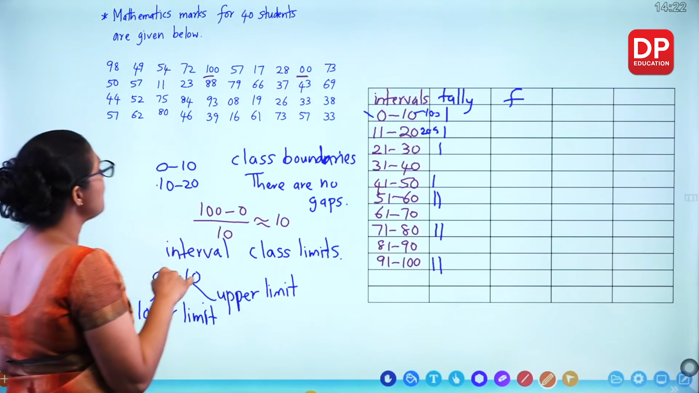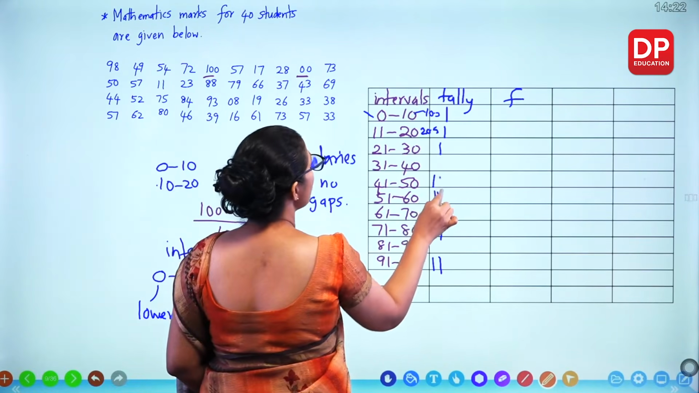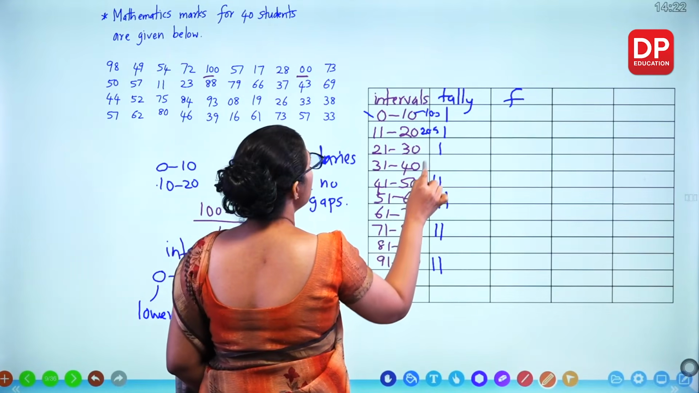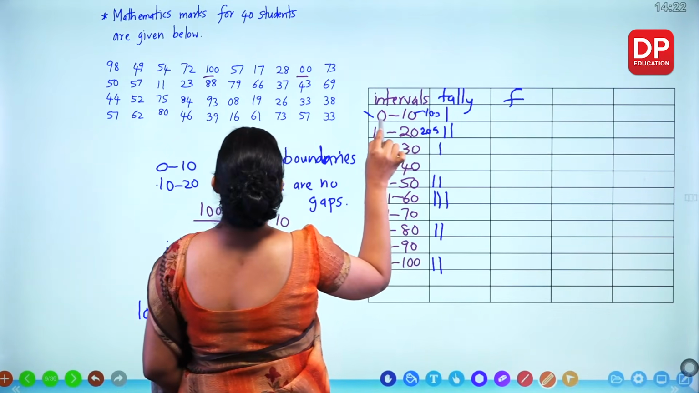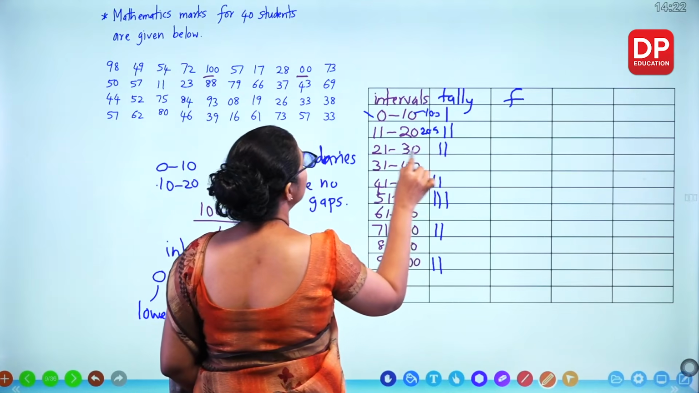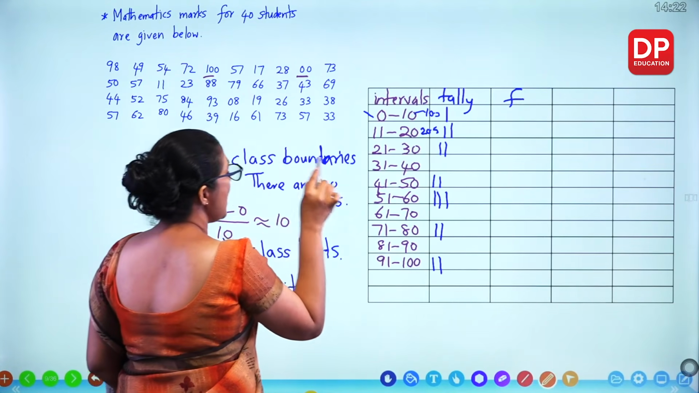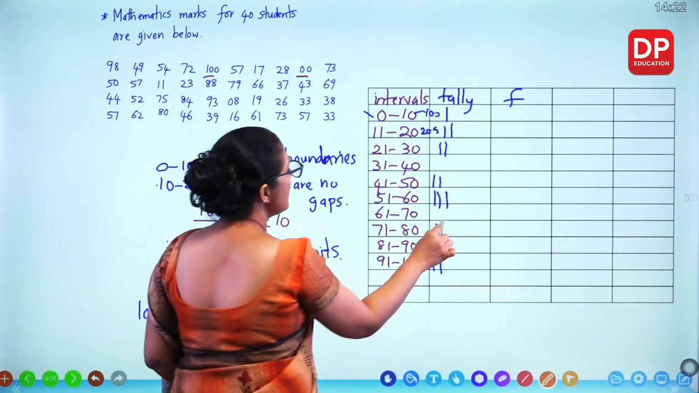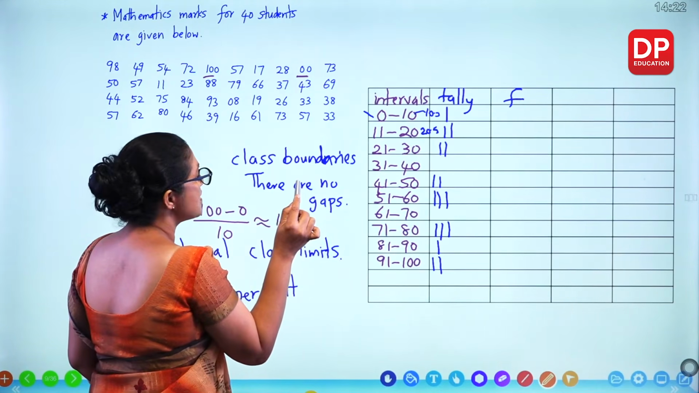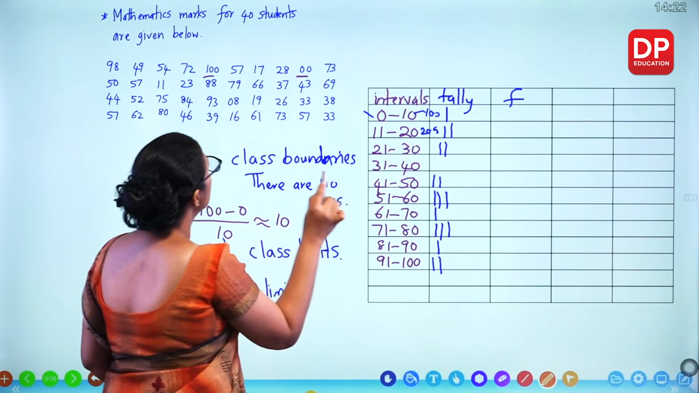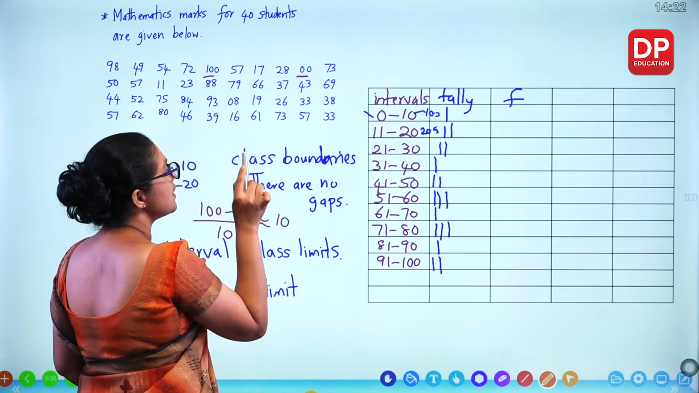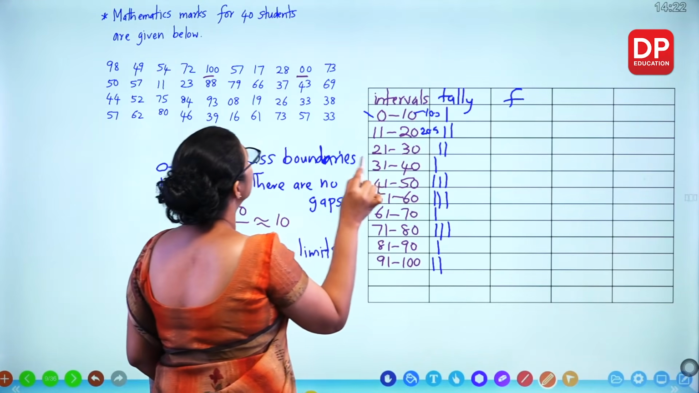Second row: 50, 57, 11, 23, 88, then 79, 66, 37, 43, 69.